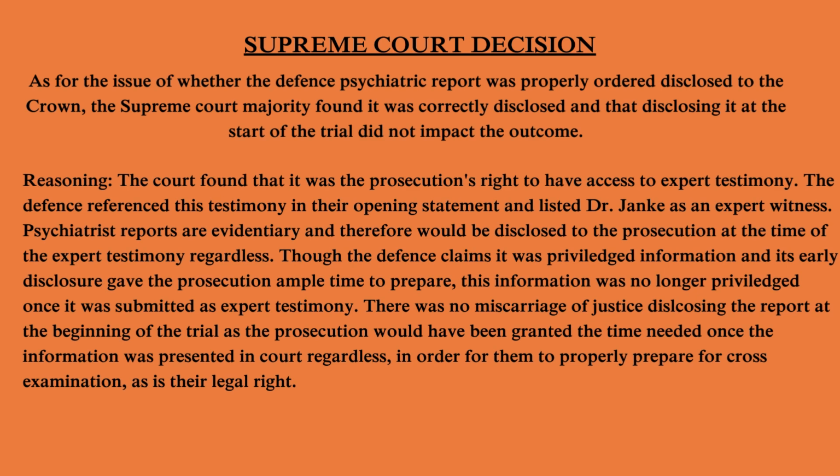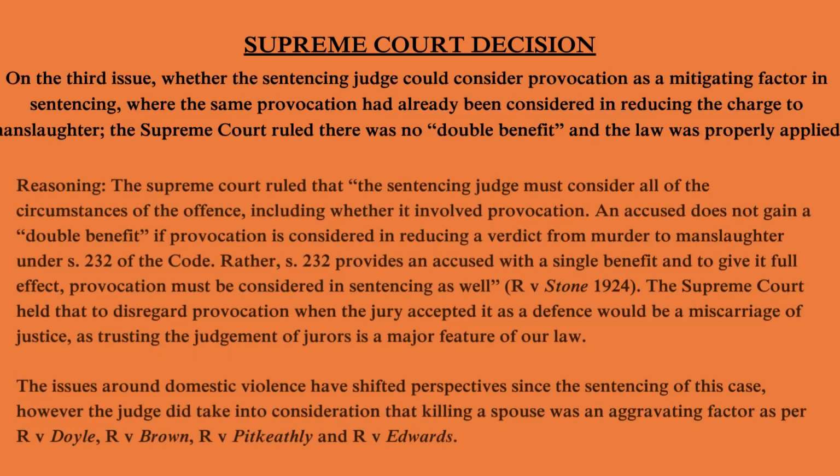The Supreme Court found that the defense's psychiatric report was properly disclosed to the Crown. The court reasoned that the prosecution had a legal right to expert testimony, and once the defense had listed the report as evidence, it was no longer privileged information. The judge would have granted the Crown the necessary time to review the report once the testimony was heard in order to prepare for cross-examination, regardless. Therefore, disclosing the information at the beginning of the trial was not a miscarriage of justice. It had no impact on the amount of time each party had with the information.